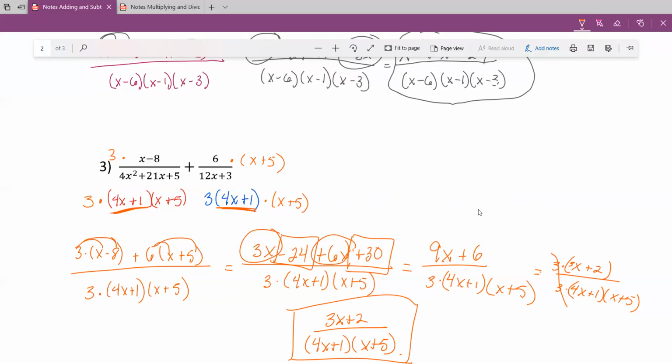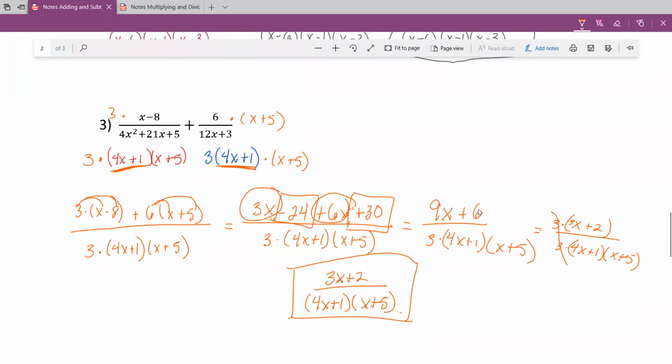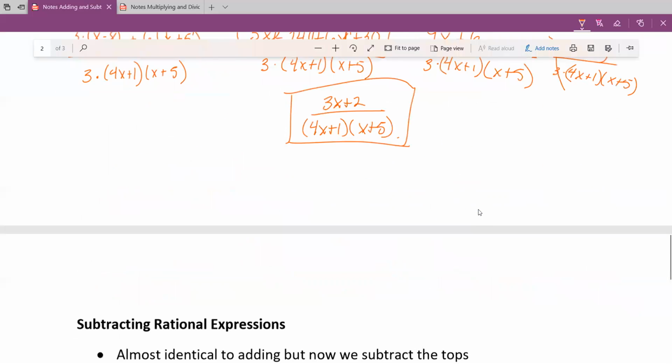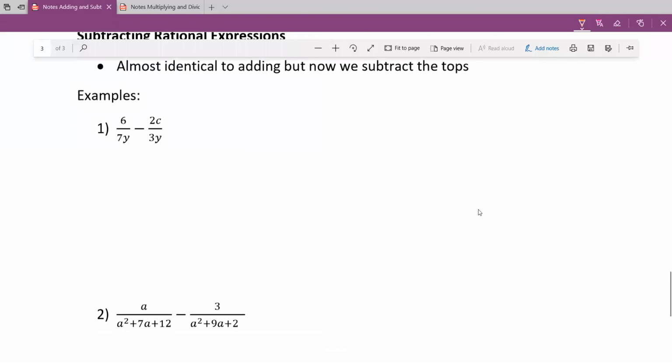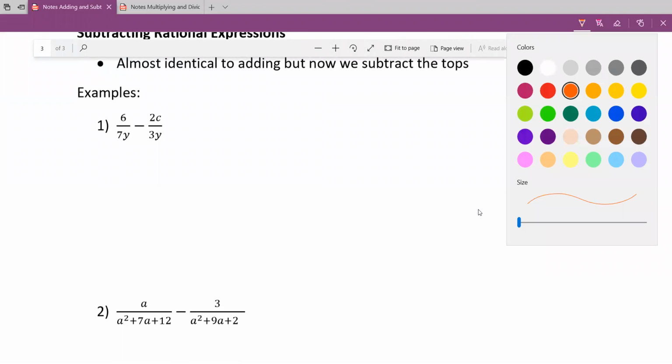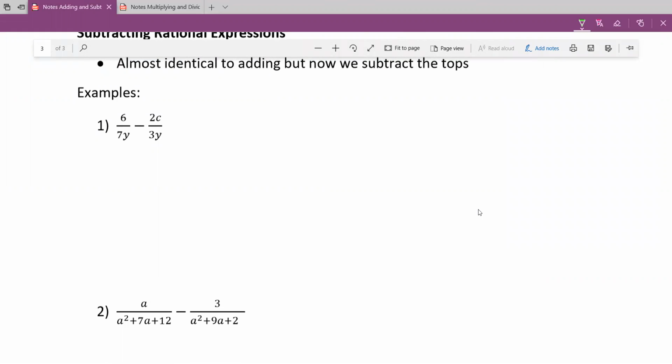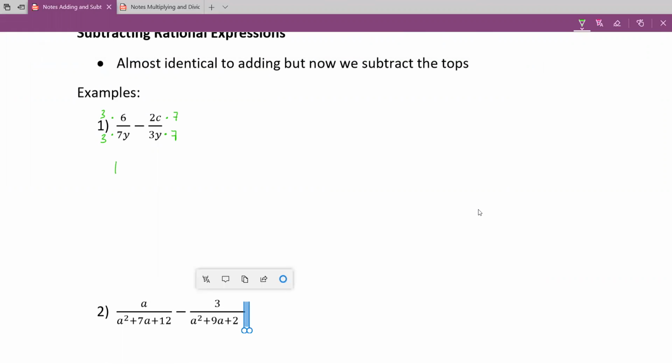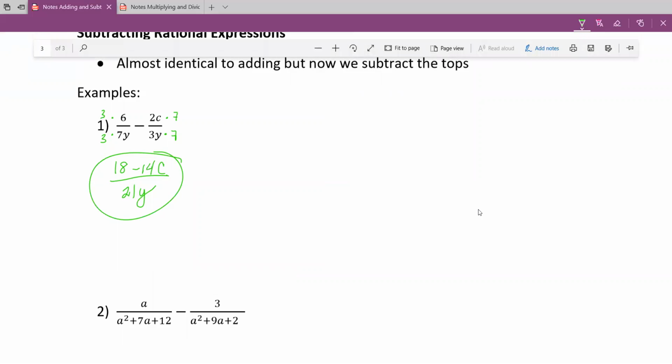Now subtracting is going to be exactly the same, only instead of adding the two things on top when we're done, we're going to subtract the two things on top. So if I look at example number 1, the first bottom has a 7, the second bottom doesn't, so multiply both top and bottom by 7. The second bottom has a 3, the first one doesn't, multiply both by 3. So I have 18 minus 14c all over 21y. Boom. Same thing, only now we're subtracting.